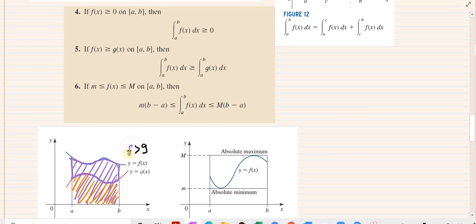Okay, and number 6, the way this one reads is that if the function is bounded between little m and big M on a closed interval from a to b, then m, the lower bound, times b minus a, that area, if you will, or that value, is going to be less than or equal to the definite integral of f(x) dx, and that is going to be less than or equal to the value of capital M times b minus a.